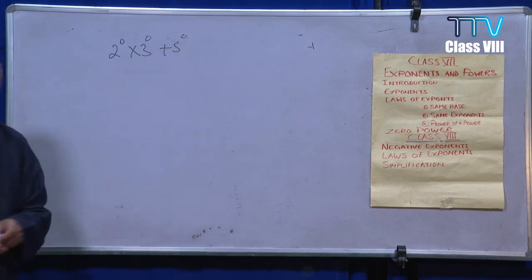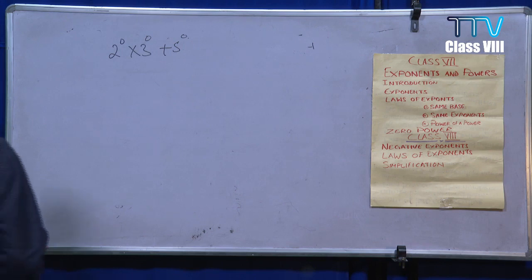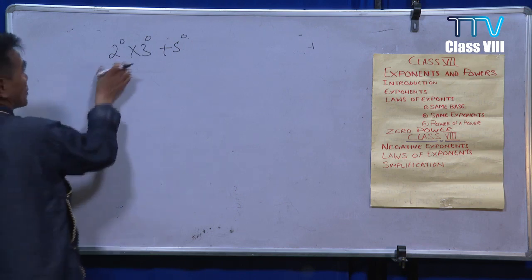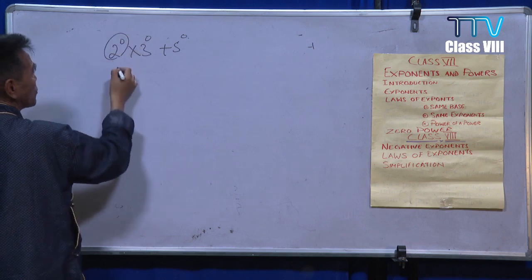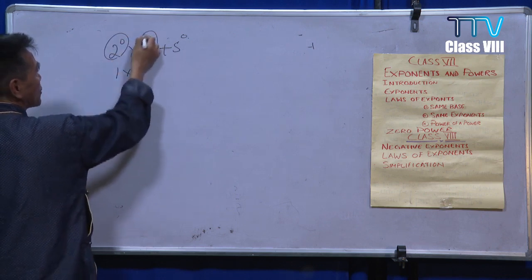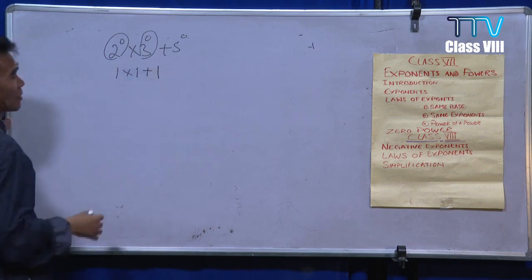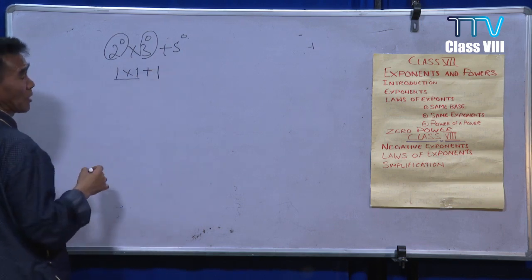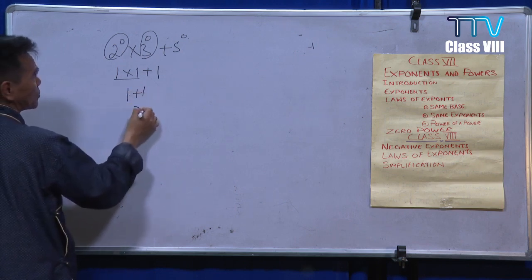Evaluate 2 raised to the power 0 multiplied by 3 raised to the power 0 plus 5 raised to the power 0. Any number with power 0 is 1. Any number with power 0 is 1, plus any number with power 0 is equal to 1. Now you multiply these two. In brackets, multiplication and division first, then 1 plus 1 which is equal to 2.